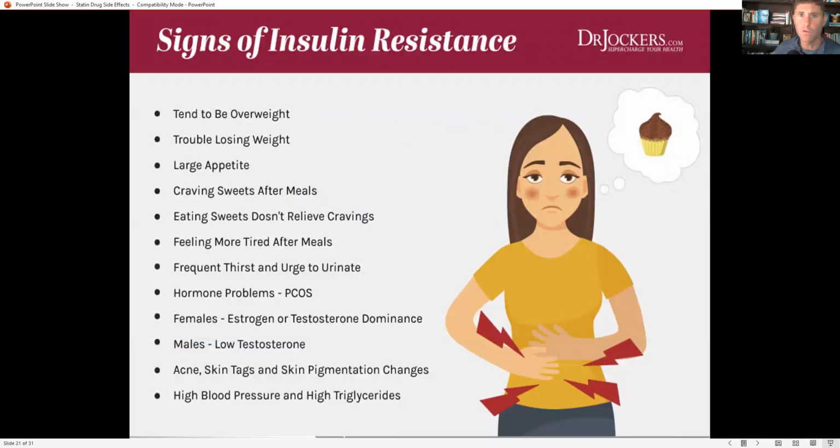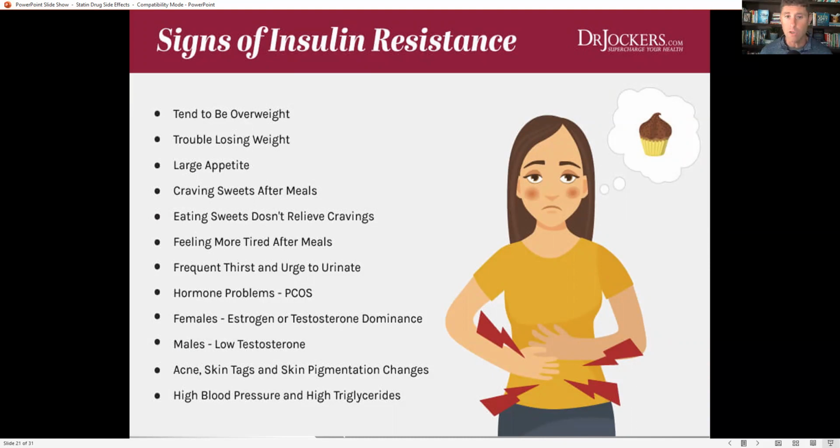Now, signs you're dealing with insulin resistance. So this is a big factor. And there are so many people out there that are undiagnosed pre-diabetics. They tend to be overweight. You have trouble losing weight. So you follow a good nutrition plan and you're exercising regularly, but you just can't seem to lose weight. And so insulin resistance is associated with that sort of weight loss resistance. You have a large appetite. So you eat food, but then you're craving sweets after meals.